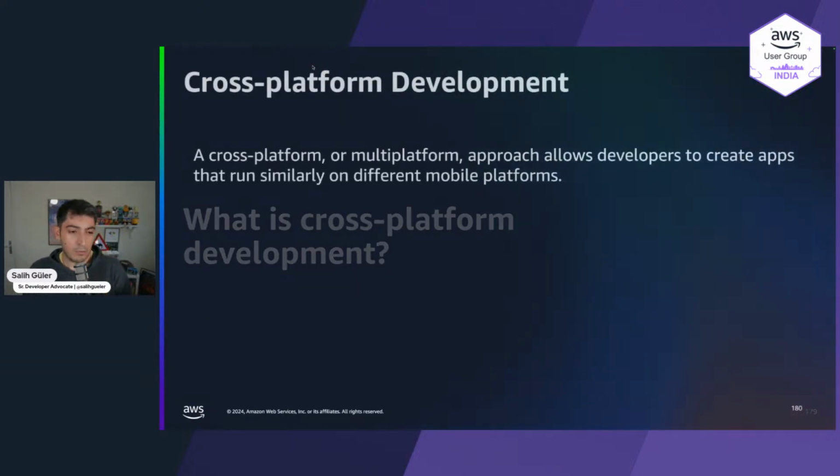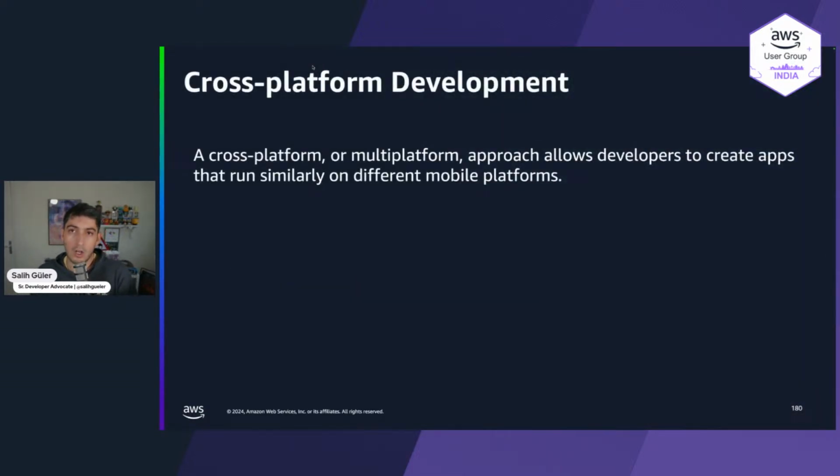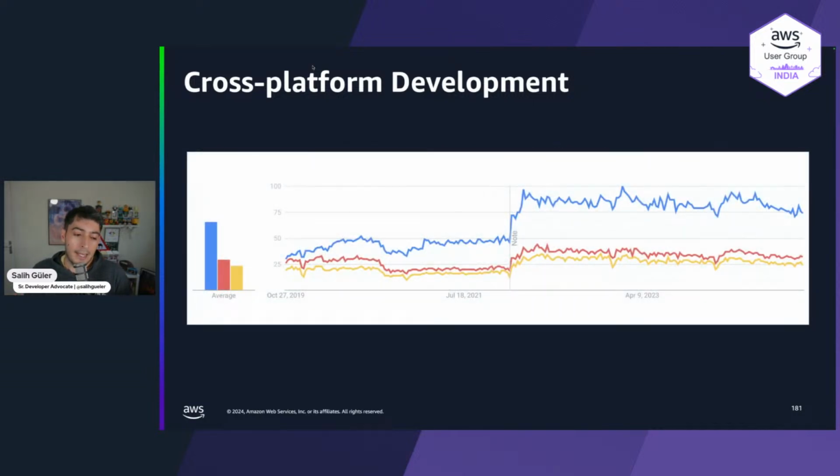So we will see a demo of what we build and how it works. Cross-platform development is an approach that allows developers to create apps that run similarly on multiple platforms. So you can write the code once and it will be deployed to iOS, Android, web, and desktop. In the last years, there have been many technologies like PhoneGap, and then there was an actual cross-platform one, React Native, then Flutter came into the game.